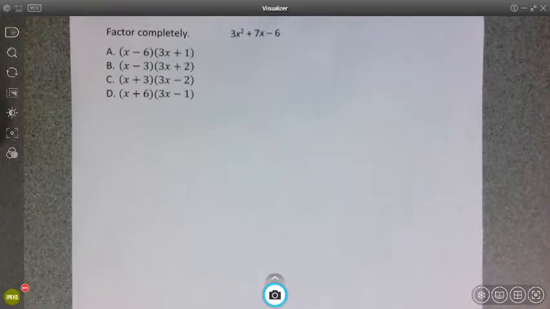On the screen, we can see a sample GED problem where we are asked to factor the algebraic expression 3 times x squared plus 7 times x minus 6.